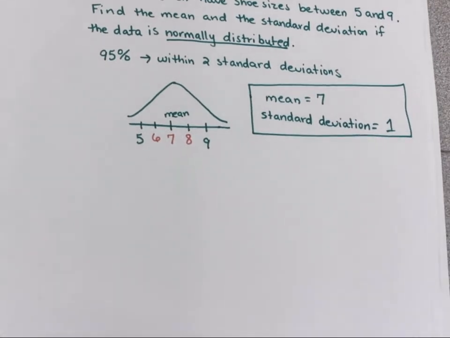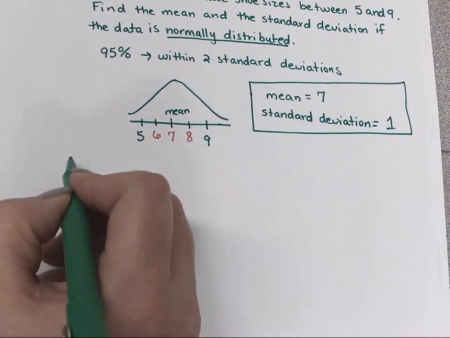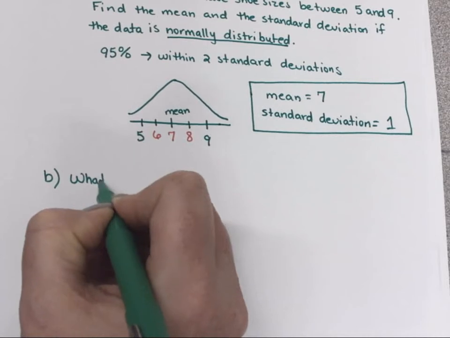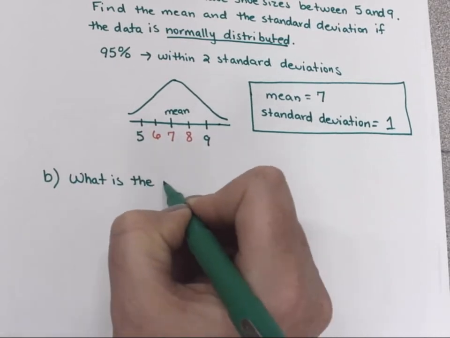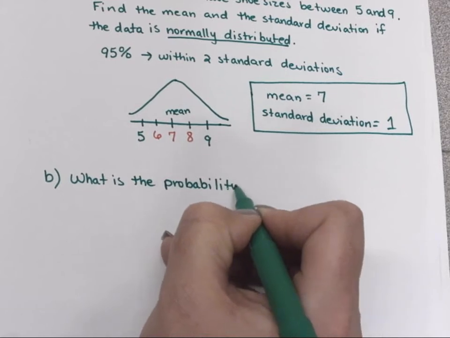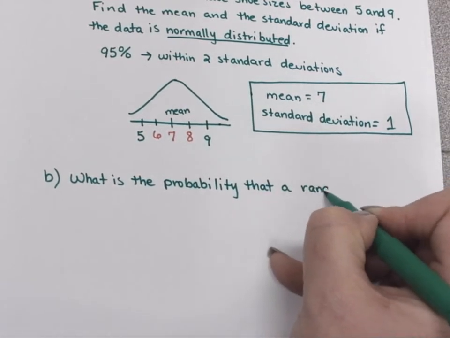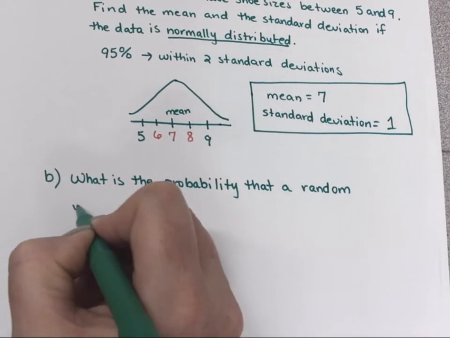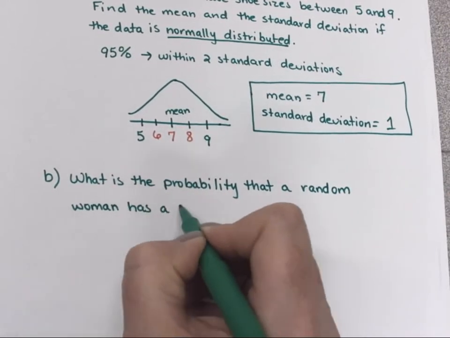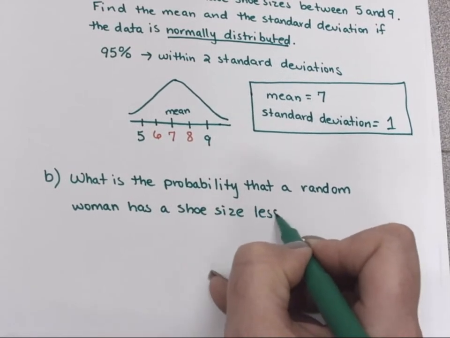Okay, so let's do some questions about this now. If I ask you, what is the probability that a random woman has a shoe size less than 5.